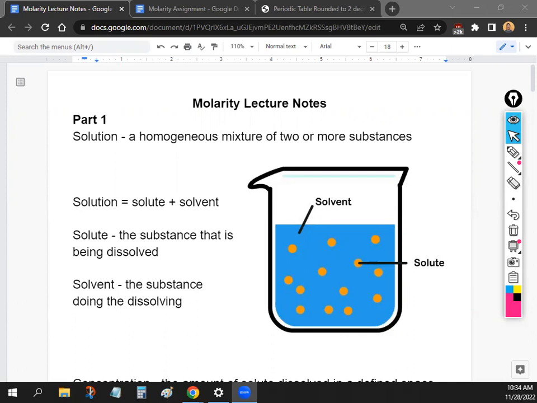Okay, now this part I do need you guys to write down. A solution is made up of two things. It's made up of something called a solute and a solvent. Okay, so just make sure you guys write this part right here that I'm boxing. A solution is made up of something called a solute and a solvent.